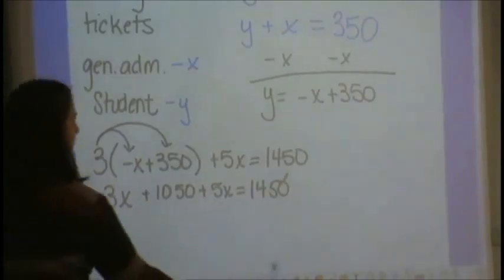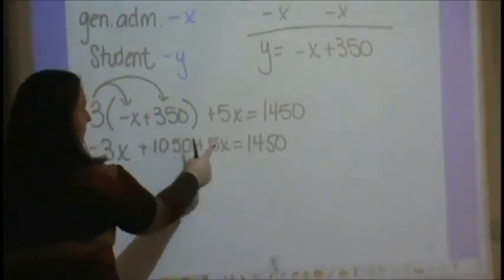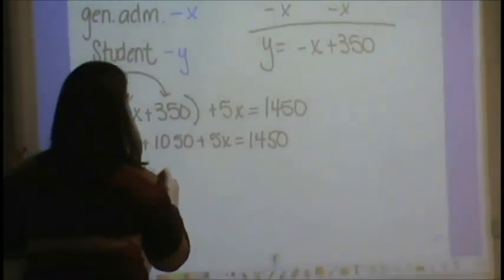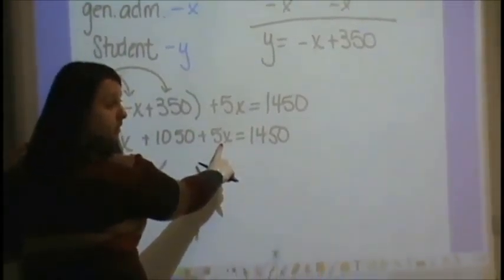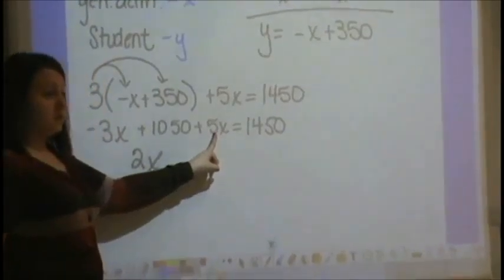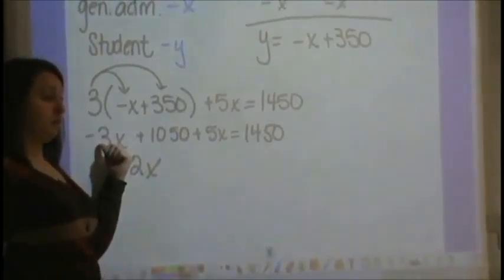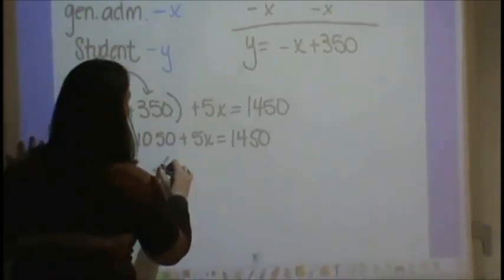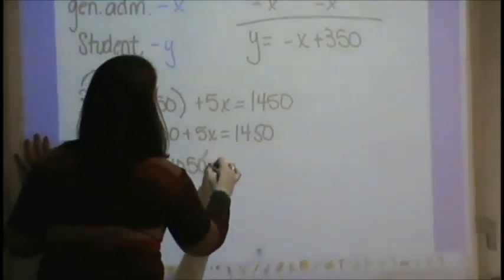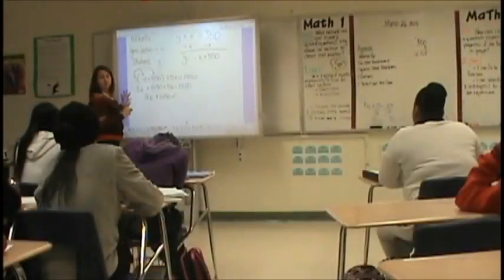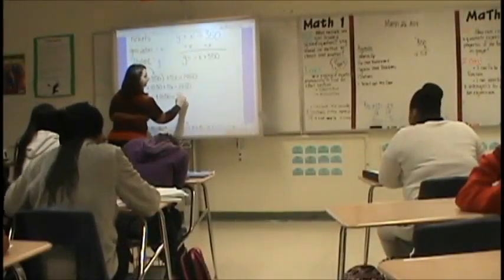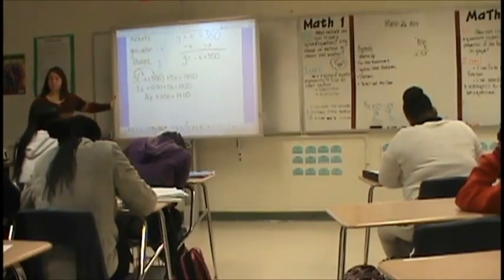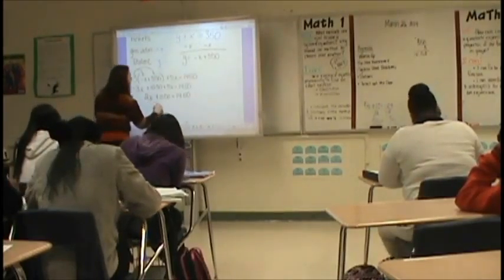Combine my terms. What's going together? Negative 3, positive 5. What does it give me? Positive 2x. The bigger number's positive. Atika, look at this. This is really saying 5 minus 3, right? So 2x what? Plus 1050 equals 1450. Now what? Subtract 1050.